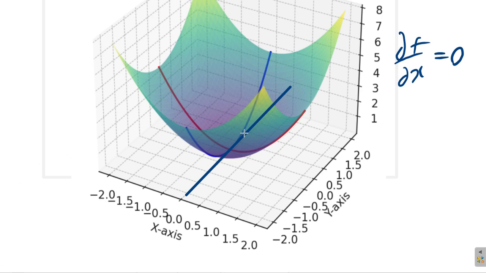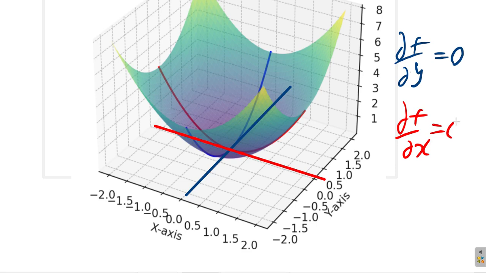Now, let's consider also the tangent along the x-axis. This is also a horizontal line in the xy plane. So delta f by delta x. Oh, I had put x in the previous derivative, it's y. Delta f by delta y is equal to 0. Now in this case, delta f by delta x is equal to 0.